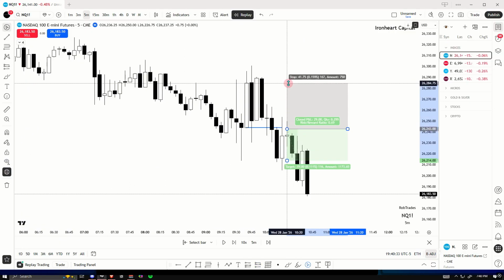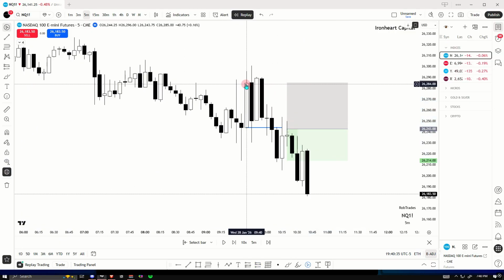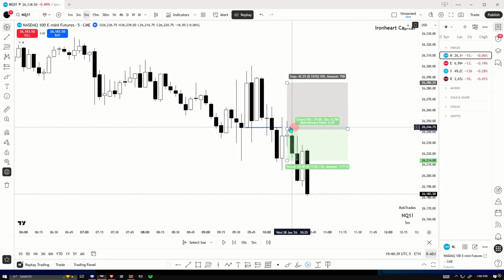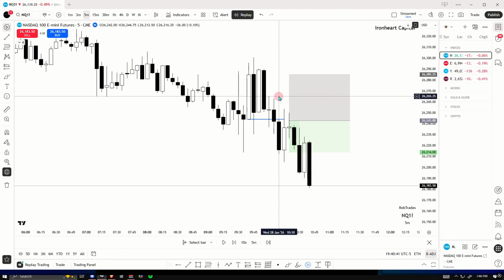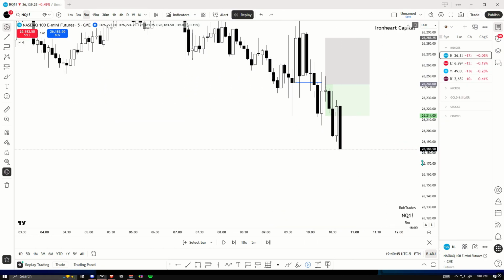Entry there. Stop loss above here. Why is my stop loss here and not here? Well, in an expansion phase of price, I do not want to see deep retracements. Sometimes you'll get stopped out. It is what it is. That's what I mean. That's going to happen.